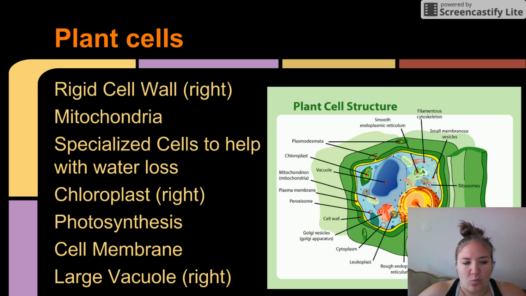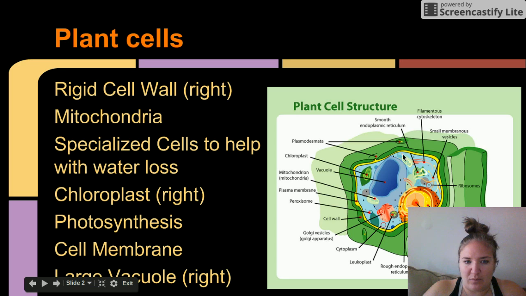The next one is the cell membrane. So even though they have this cell wall, they also have a cell membrane as well. Plant cells also have an extremely large vacuole, as you'll see in this picture over here. It takes up a large amount of the space within the cell. Anything that says right next to it needs to just be listed within your science notebook.